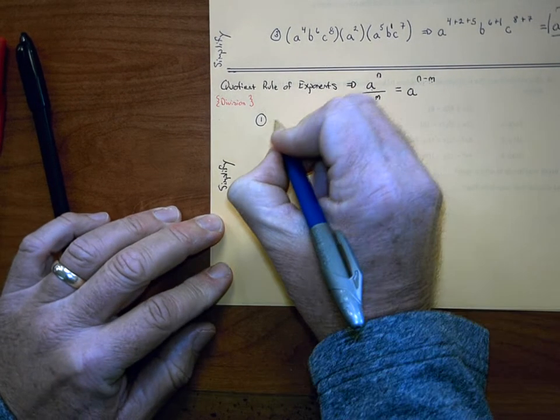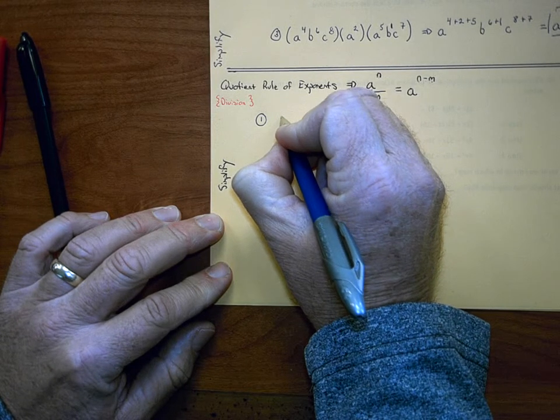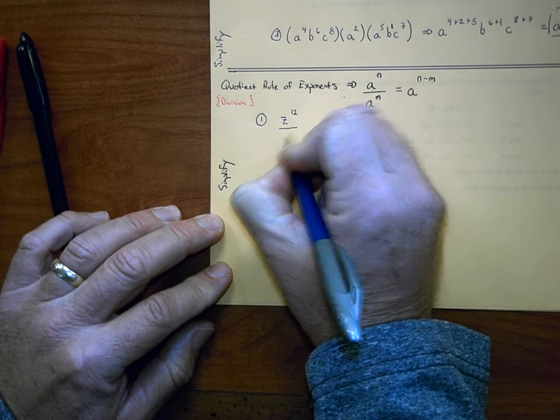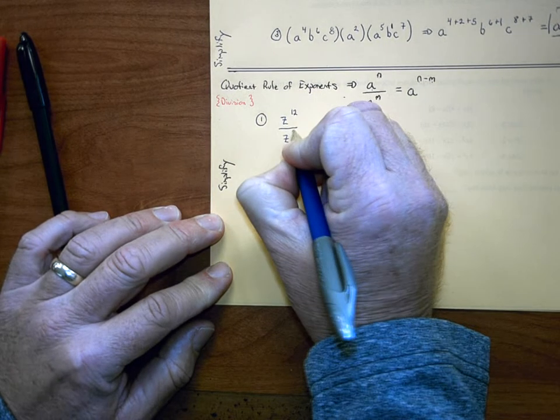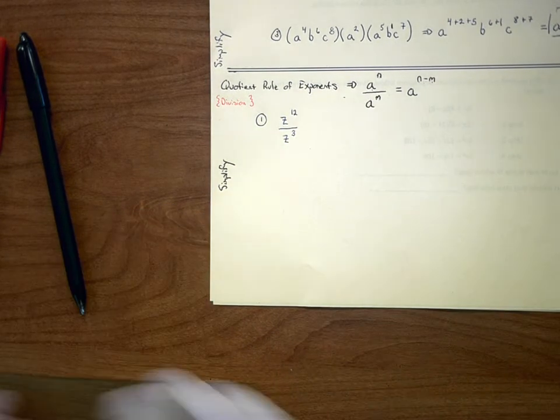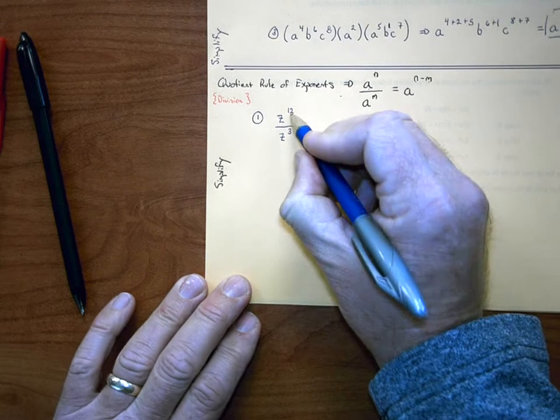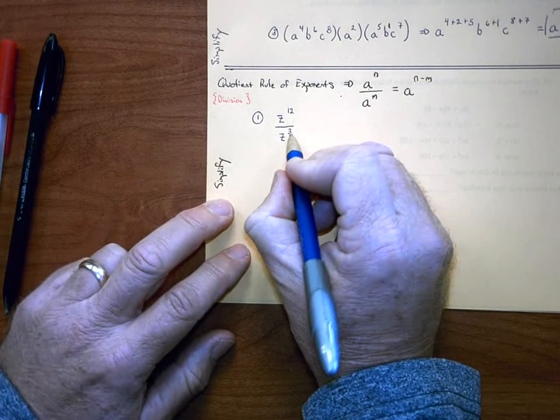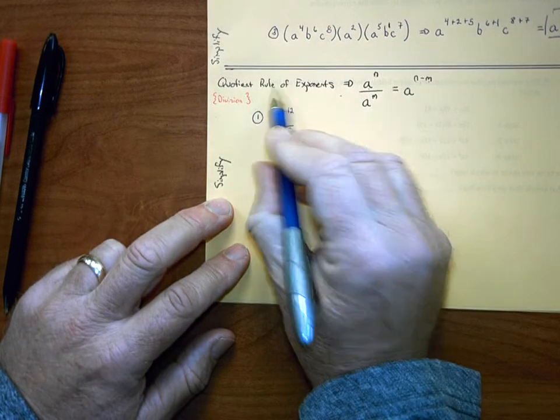So the first example would be, let's say I have z to the 12th power, and then I'm dividing it by z to the 3rd power. Now your natural inclination would be, oh, I just want to divide the 12 and the 3 together and say that this is z to the 4th power. No, no, no. That's not what the quotient rule of exponents says.